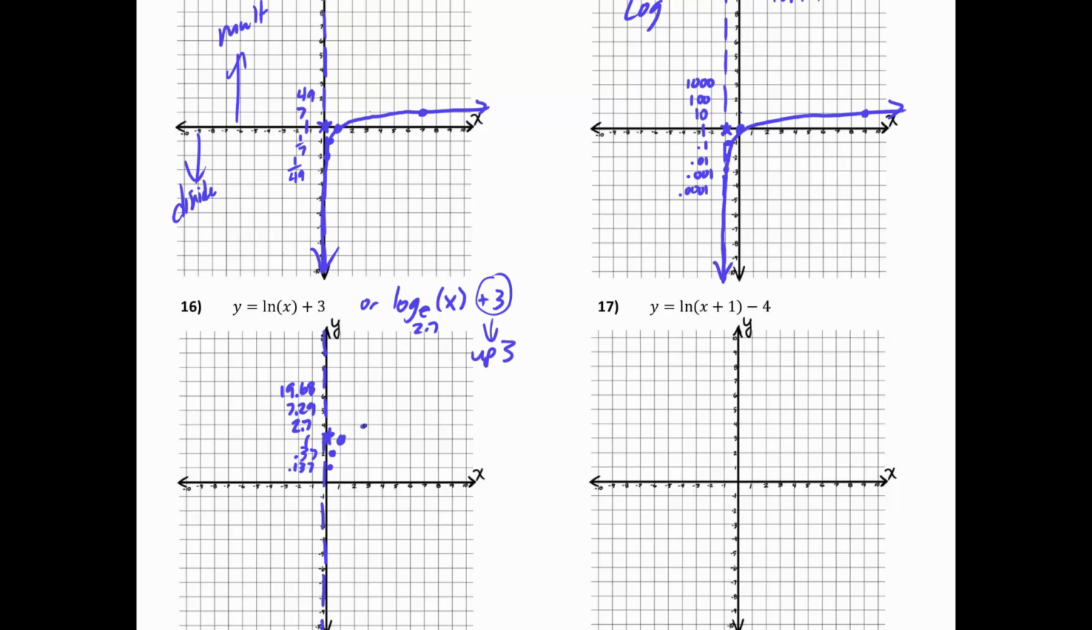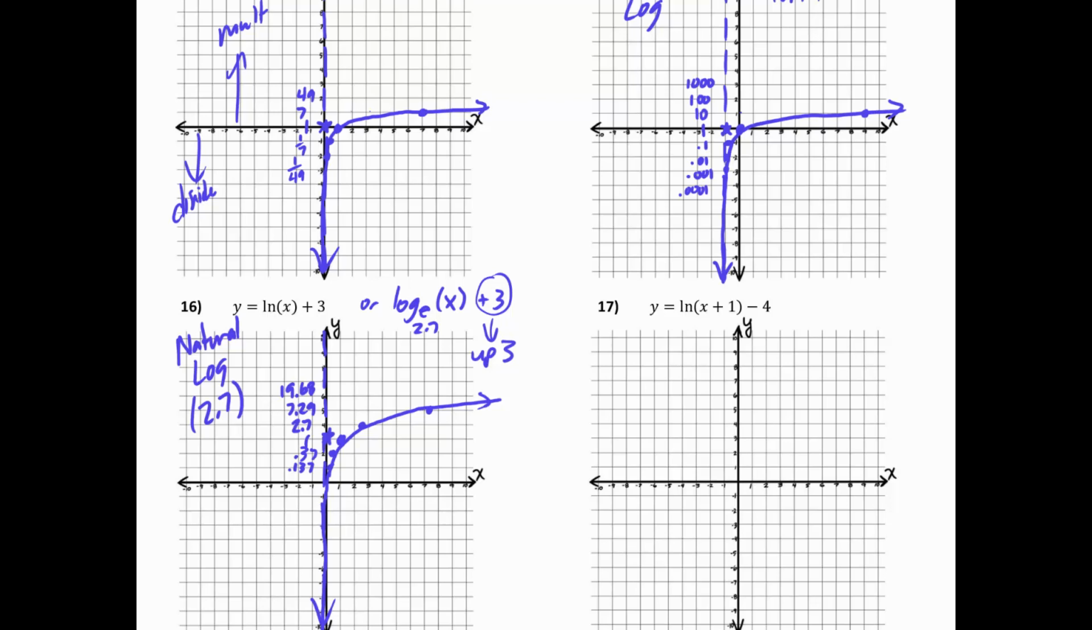1, 2.7 is out here close to 3. 7.29 is out here, a little bit past 7. And then 19, the next space, would be too far off the graph there. As long as you're getting close to your dots and getting close to your asymptote, I'm a pretty happy guy. So don't be concerned when you have a natural log. It just means 2.7, and 2.7 is not a nasty number.